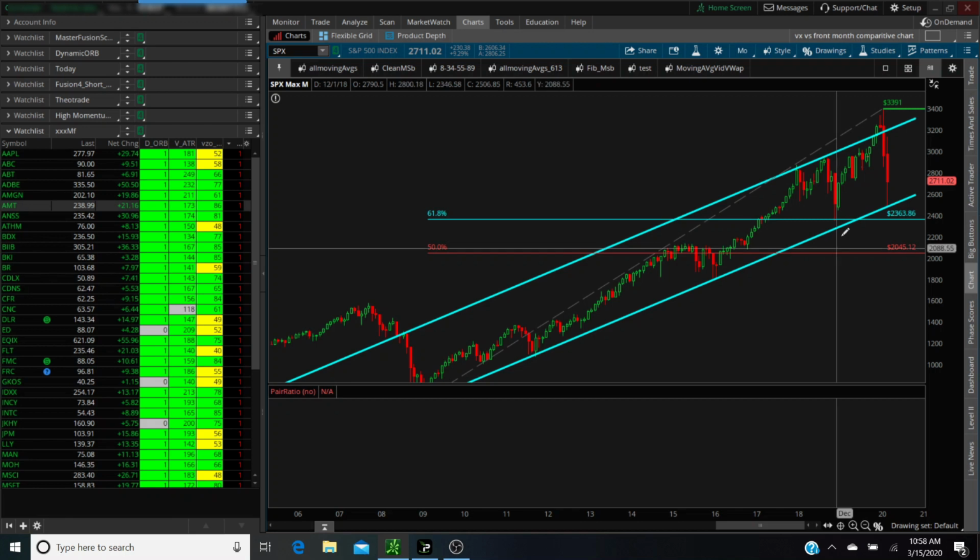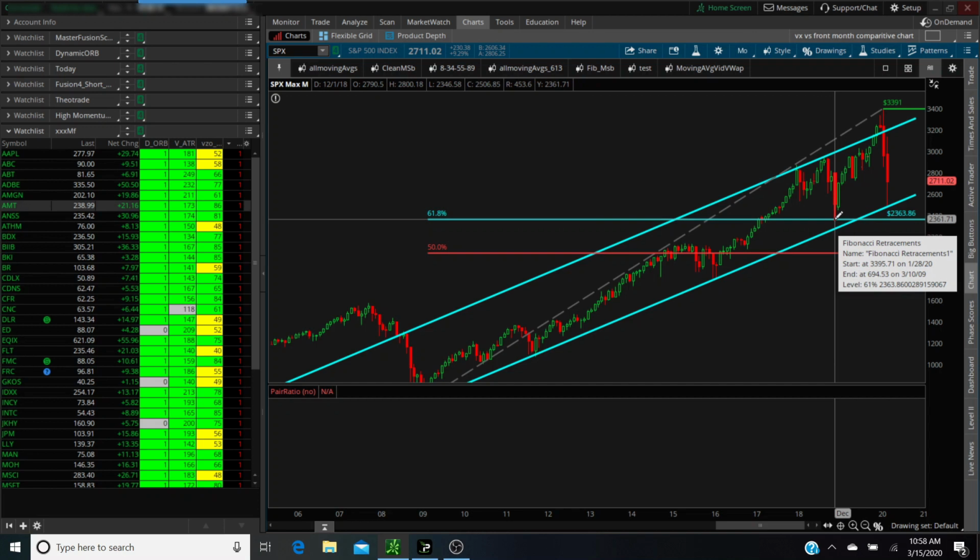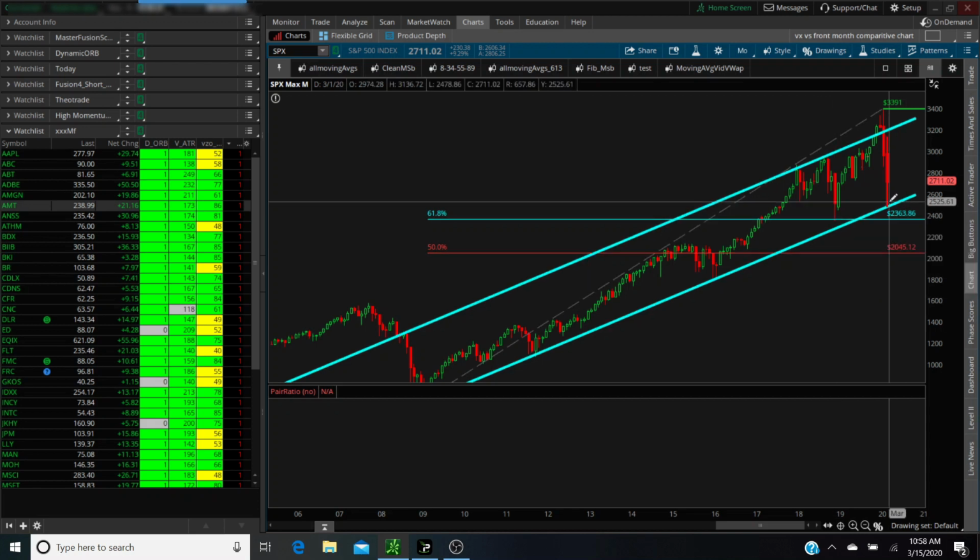Now this is another important level, and this is the low of December 2019. Sorry, December 2018, and this is another level that a lot of people talk about, which is 2373, and certainly within reach where the market could go to.